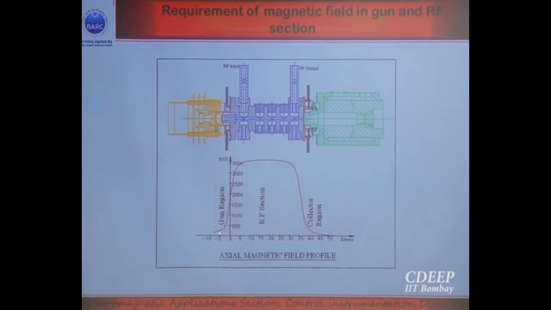In the gun region, the field required is of the order of 60 to 100 Gauss, and in the RF region it directly jumps to 3500 Gauss. So it's a huge rise. This rise is also very important to allow the beam to enter the drift tube region to get the ideal characteristic, to extract the beam power.